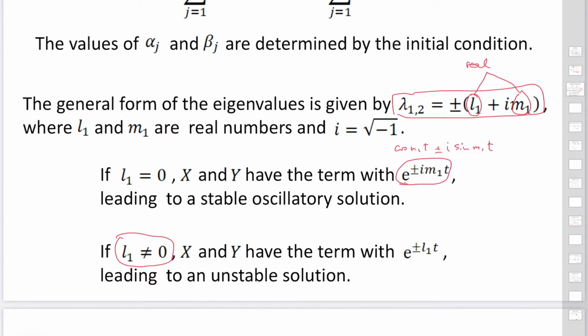If l sub 1 is not 0, the solution has the exponential plus or minus l sub 1 t. If l sub 1 is positive, the exponential l sub 1 t term increases to infinity. So we call this an unstable mode, an unstable equilibrium point. So let's find out the stability of the equilibrium points.